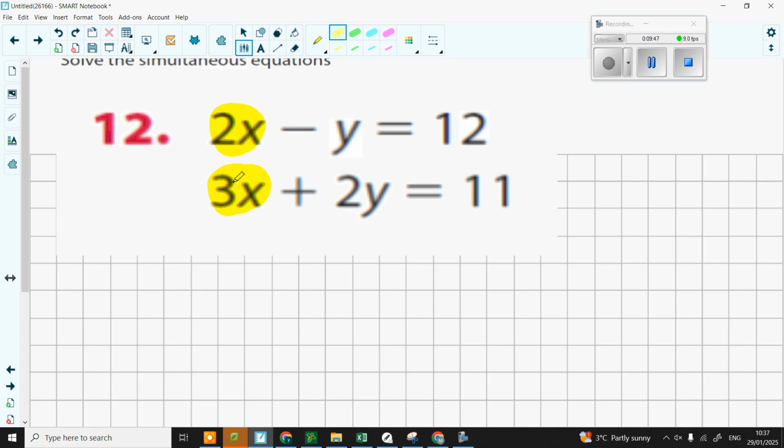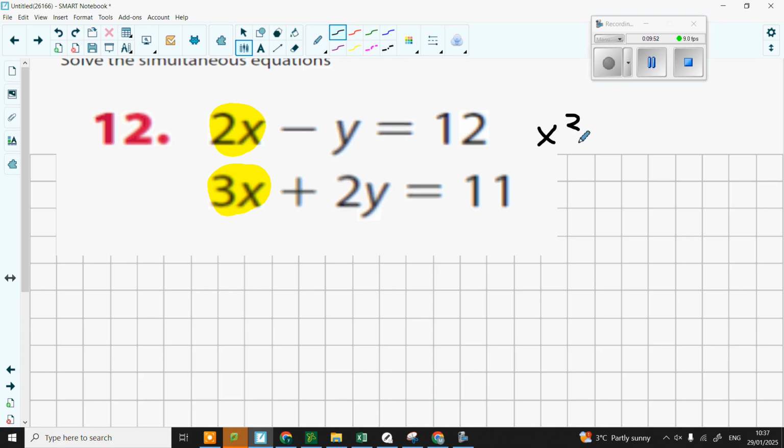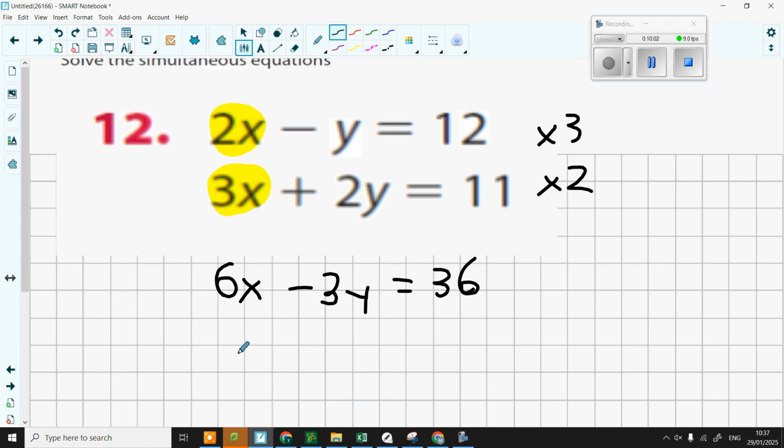So for argument's sake, I'm going to go after the x's again. You all right with that? Now, what we do is the following. Multiply the top one by 3 and the bottom one by 2. Why am I doing this? To get 6, okay?